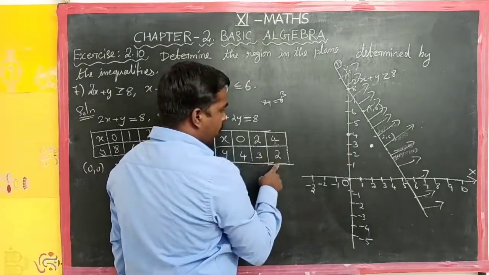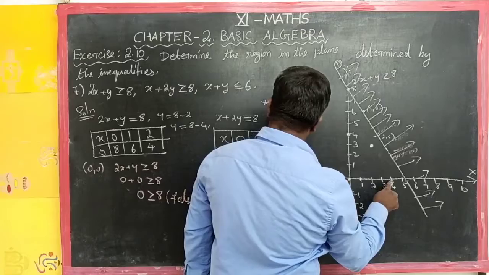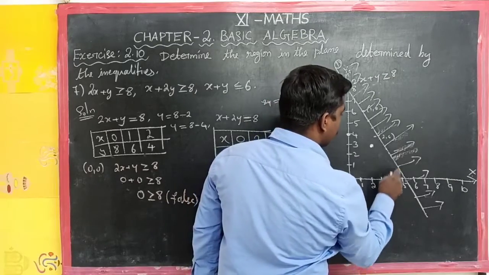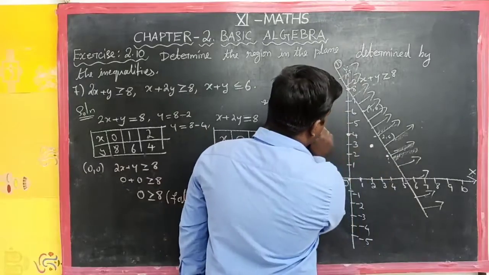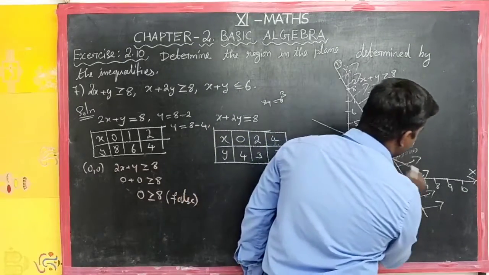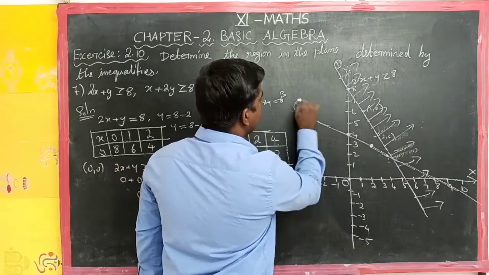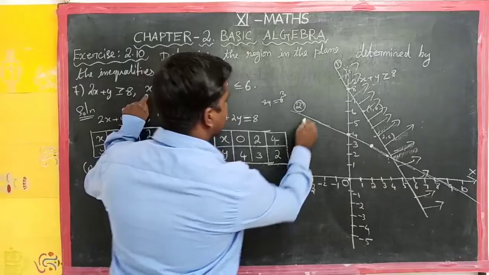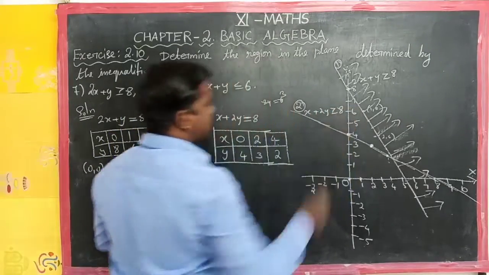So next (4, 2), so the corresponding x is equal to 4 and y is equal to 2. It may be on this side. So if I join the points and extend the line, I will get a straight line. This is the second straight line. What is the equation? x plus 2y is greater than or equal to 8.